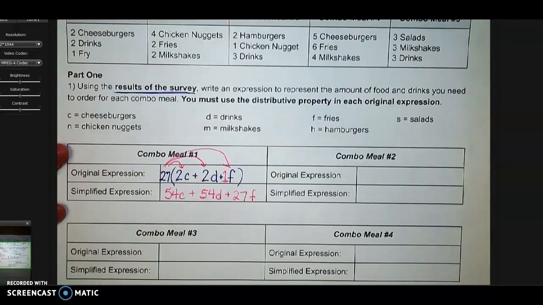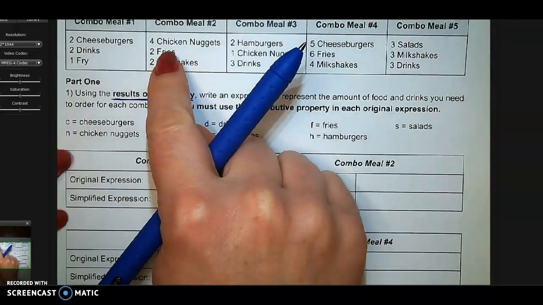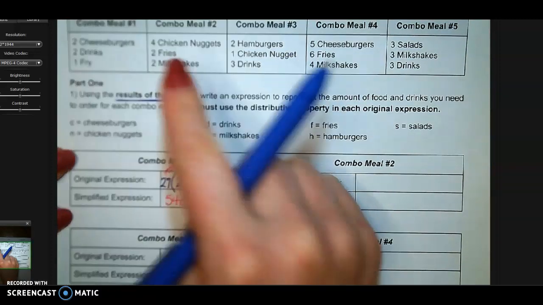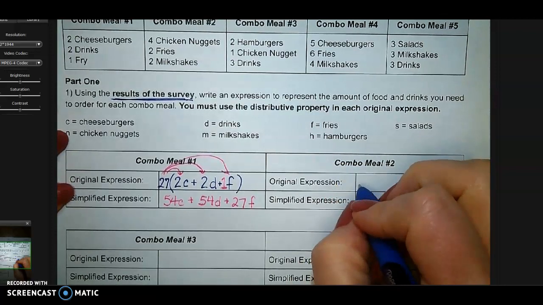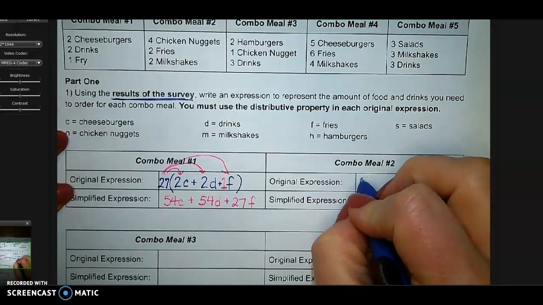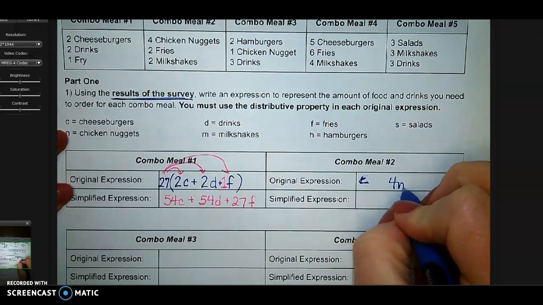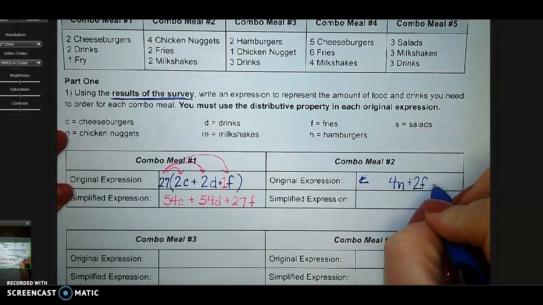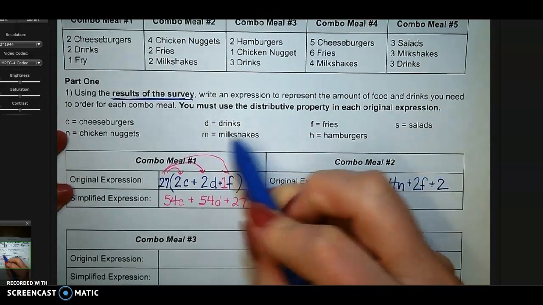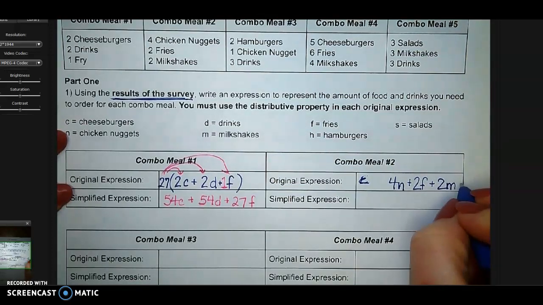When I go to my next combo meal over here, number 2, we can see that that is 4 chicken nuggets, 2 French fries, and 2 milkshakes. And so chicken nuggets are N's. So I'm getting 4. I'm going to move this over here. 4 chicken nuggets, I am getting 2 French fries, and I'm getting 2 M's for milkshakes.